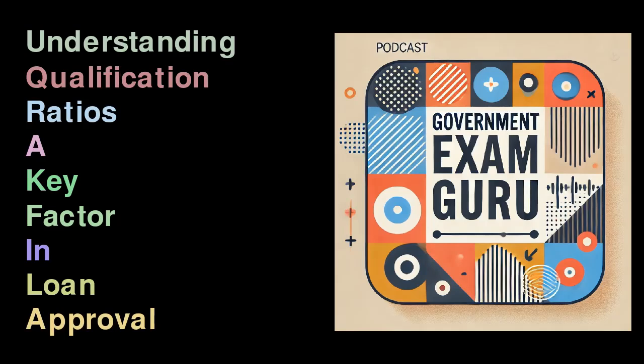Understanding qualification ratios, a key factor in loan approval. When applying for a loan, one of the most critical components that lenders consider is the qualification ratio. This financial metric helps assess a borrower's creditworthiness and determines their ability to repay a loan. In this article, we will dissect what qualification ratios are, how they are calculated, and their significance in the lending process.